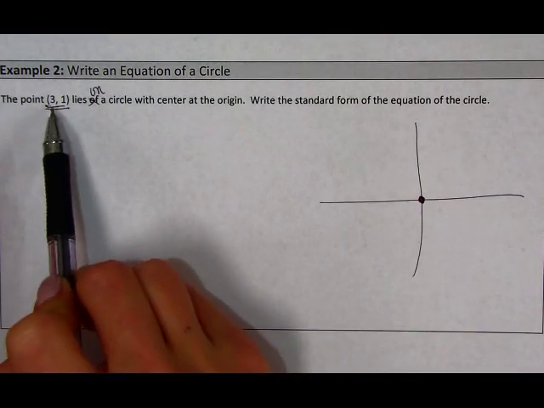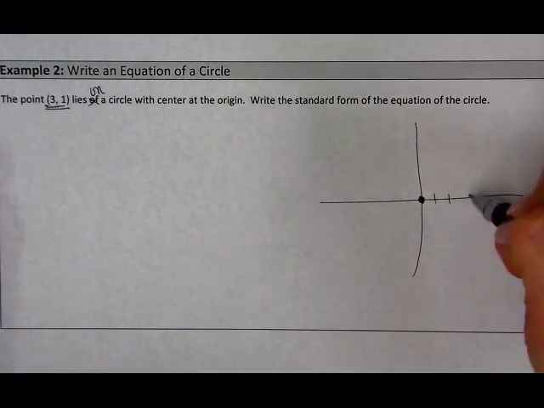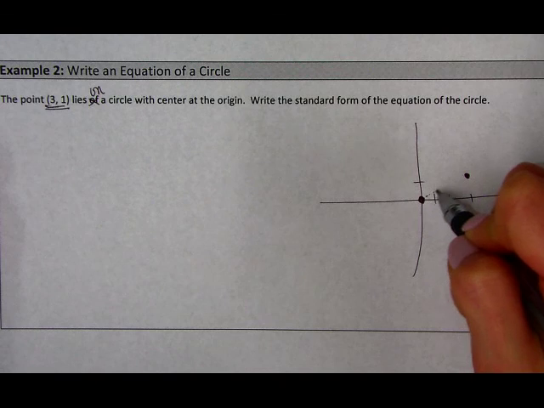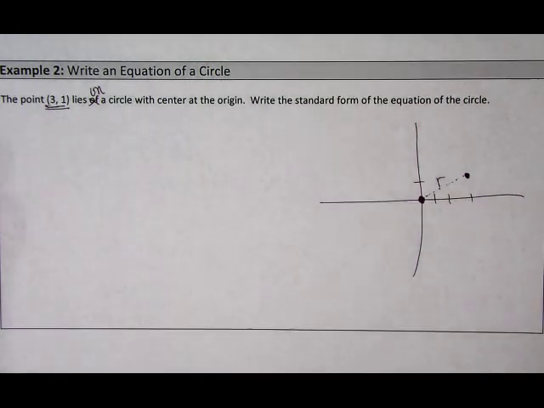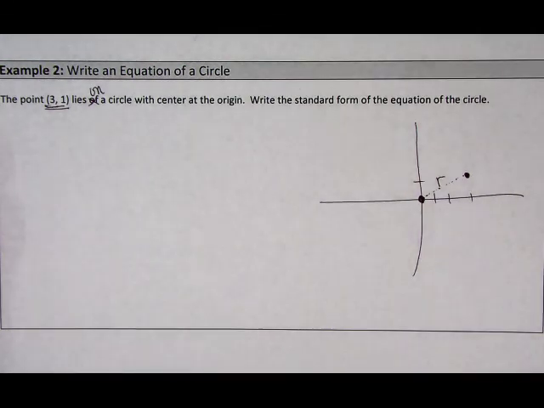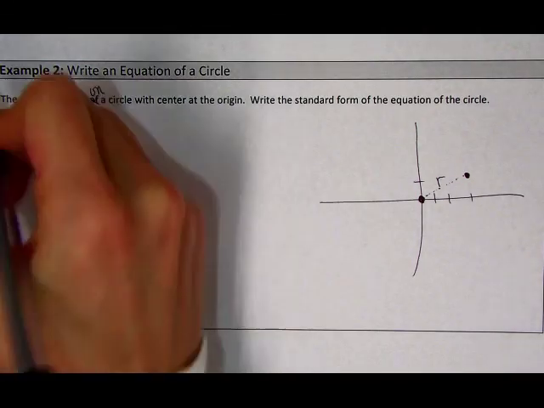If my point is 3, 1, 1, 2, 3, then 1 unit up, I'm going to have a point that is this far away. So I know that this distance in between is my radius. So I have to find that distance first, the distance between your center and the point that you're given. In doing this, there's a couple ways that we can do this. The first is we can remember the distance formula.